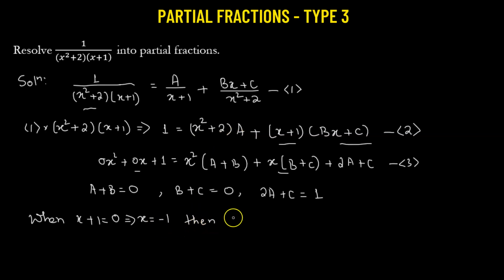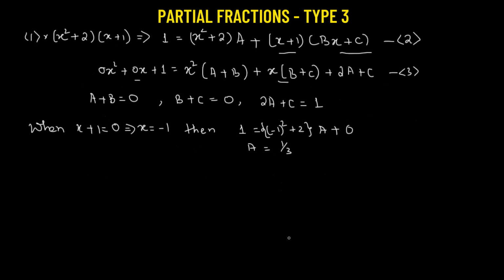Then our equation number 2 will give us 1 equals, so we have (-1) squared plus 2, multiplied by A, and the entire second term goes to 0. So here we can find the value of A. So A comes out to be 1/3, because (-1) squared is 1, and 1 plus 2 is 3. Okay, now that we have the value of A, let's find the values of B and C. From this particular equation, we can write B equals -A. We have already obtained the value of A, so B is going to be equal to -1/3.